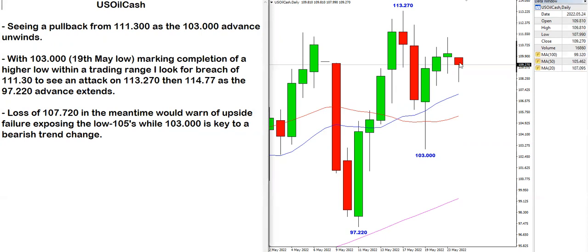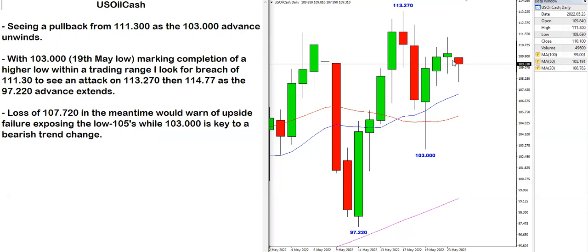But as I said yesterday, not really seeing too much in the way of downside because the structure for me looks very, very positive. This big reversal from 103 and subsequent push to the upside, this for me suggests that we are starting to see a bit of a bullish trend develop in the larger picture.